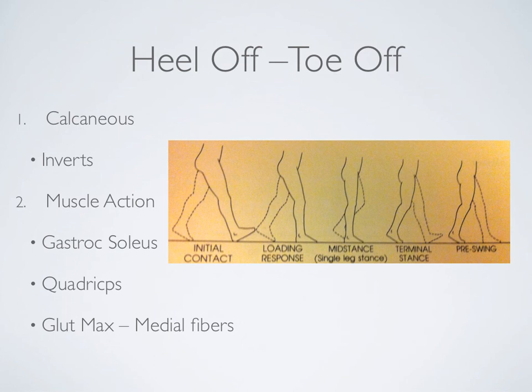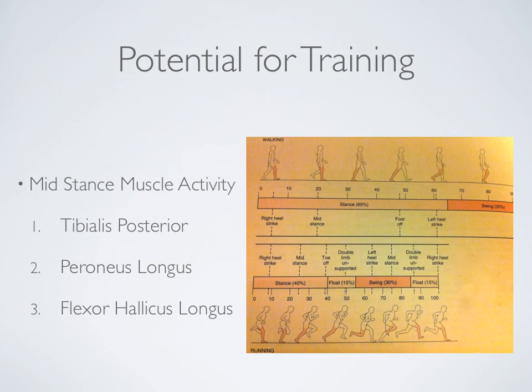So heel off to toe off, the calcaneus inverts 4 to 6 degrees. Muscle action begins with gastroc soleus activity and supportive, not propulsive action. This is followed by quadriceps activity and the middle fibers of the gluteus maximus. Once again, muscle activity increases when the pace increases. The potential for training, so where your rehabilitation would occur, is in mid-stance muscle activity. This is a chance for intervention.